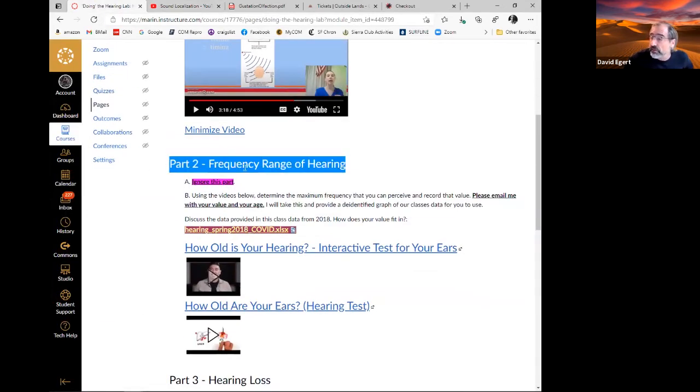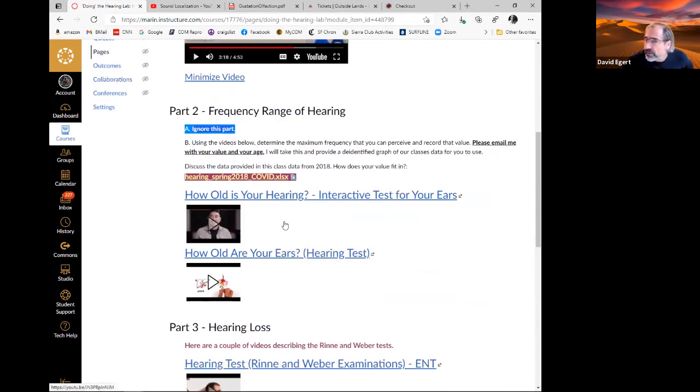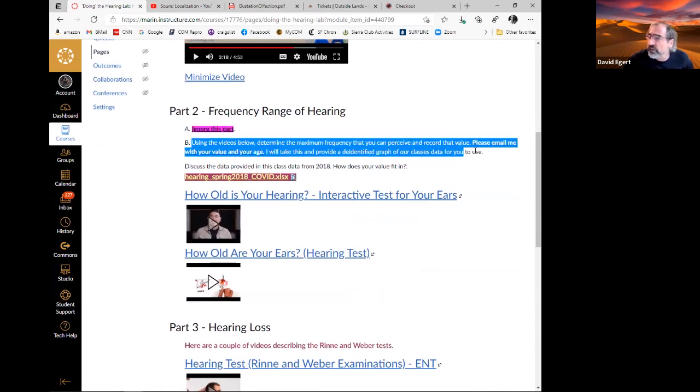Frequency range of hearing. Part A says ignore this part. Normally we have people try different frequencies, but we're not going to do that. Then it says, using the videos below, determine the maximum frequency you can perceive and record that value. Please email me with your value and your age. I will take this and provide a de-identified graph of our class data for you to use.